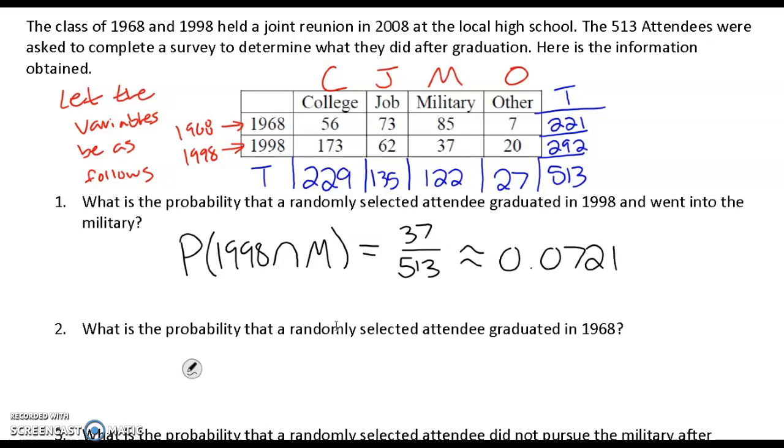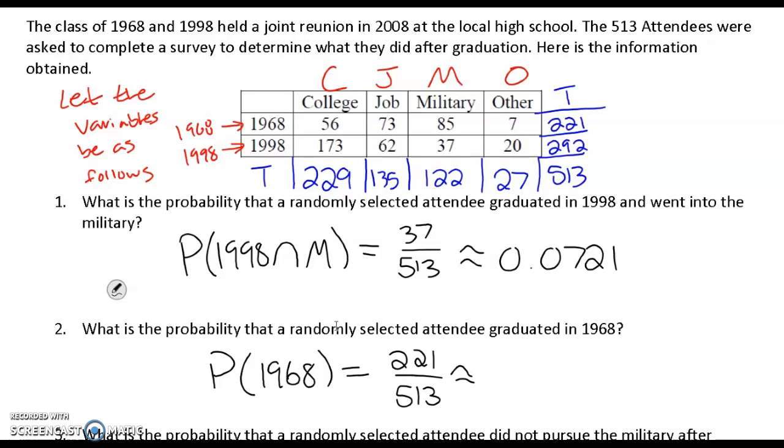Okay, next up, it says, what is the probability that a randomly selected graduate graduated in 1968? So I'm going to take this probability that they went to school and graduated in 1968, again, using my total columns here. That's just going to be 221 individuals out of 513, which would approximately be about, let's see, in this sample, that's going to be about 43.08% of individuals. Again, notice that I have my fraction, and then I have the decimal approximation. So this is just a notation. Part 1 is a joint probability. Part 2 is a total probability.